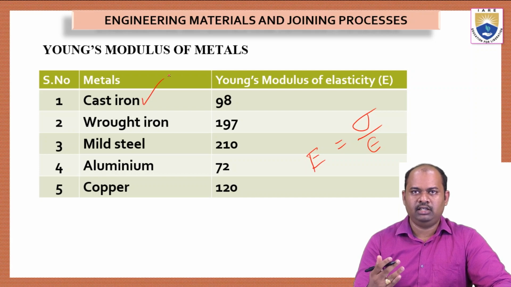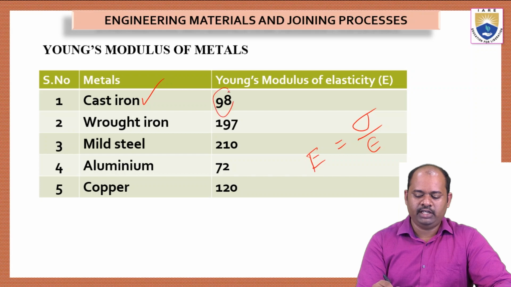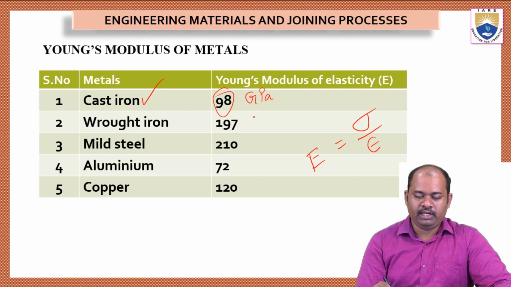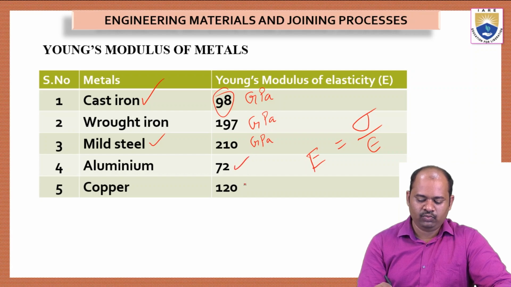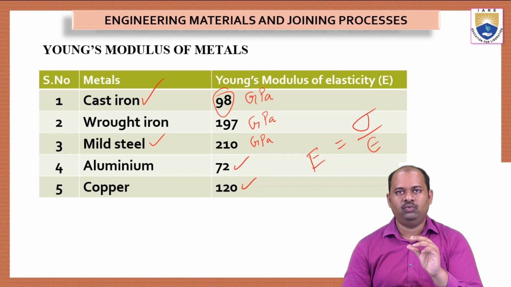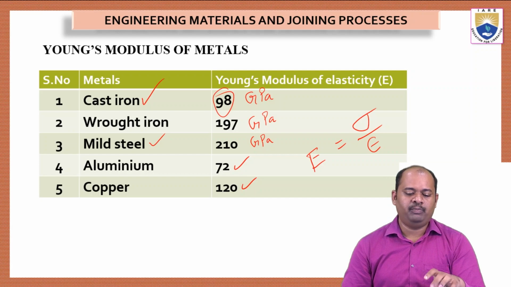First one is cast iron. The Young's modulus value is 98 GPa, and wrought iron is 197 GPa, gigapascals, and mild steel is about 210 GPa. All these values are in gigapascals. Aluminum is 72 and copper is 120. So depending on Young's modulus value of each metal, we have to select a particular metal depending on the application.